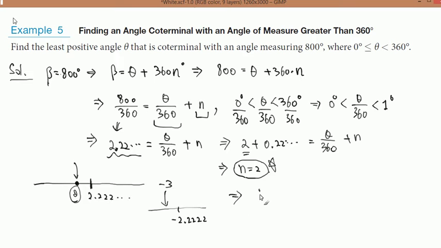All right, here's 800, right? We don't know theta, but we figured out n, right? What's n? 2. So what's theta? No, not yet. That 800, this is before you divide by 360, right? You looked at the divided version. Right? 800 equals theta plus this one. I forgot the angles there. Is that fair enough? You subtract 360 times 2 from both sides.